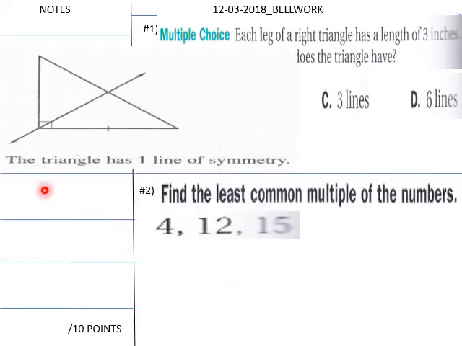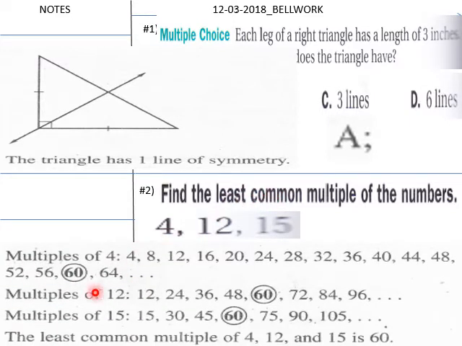Okay, welcome back. The triangle has one line of symmetry here, so we draw it through the right angle of this right triangle. Both sides of this line would be symmetrical. So it would be A. And then find the least common multiple of the numbers. It would be 60, and here they are multiplied out. The LCM of 4, 12, and 15 would be 60.